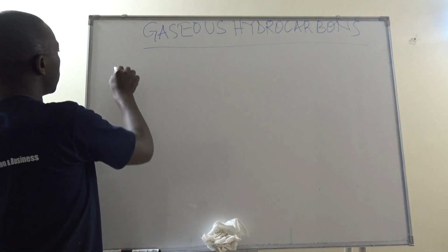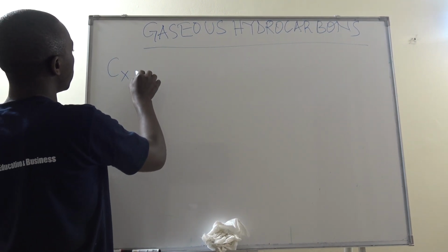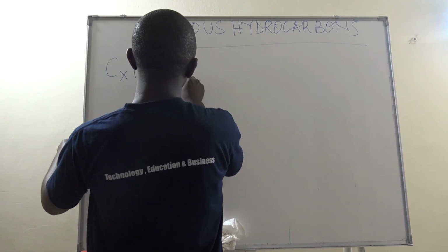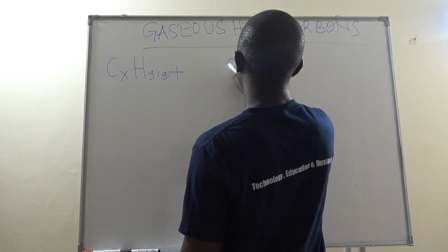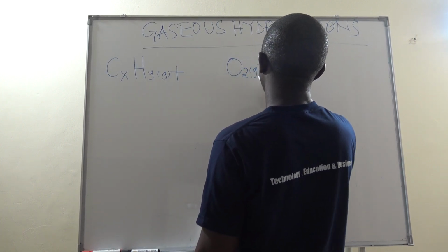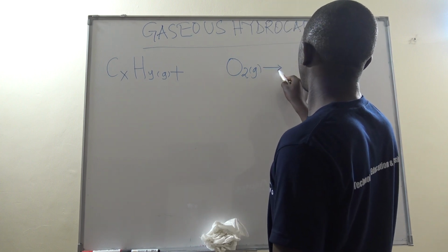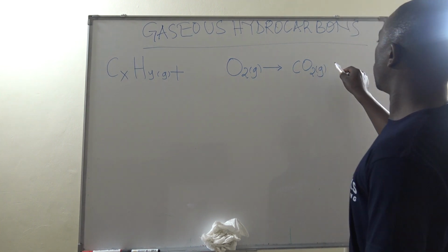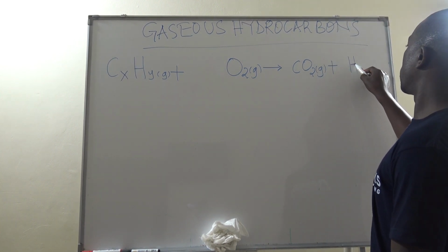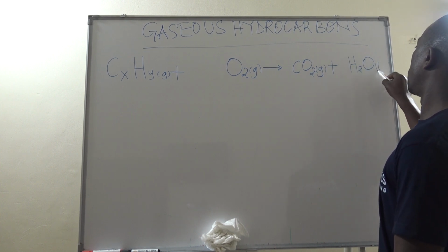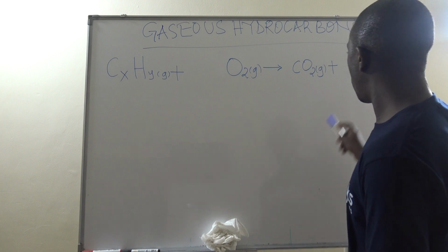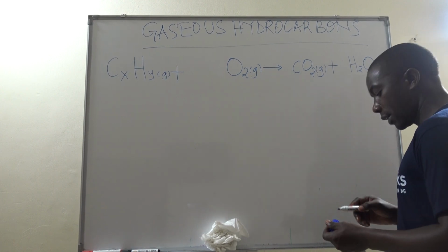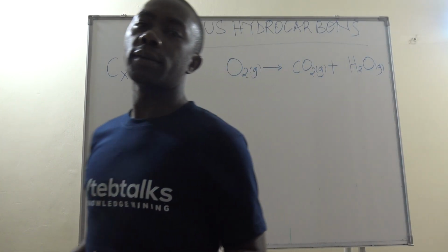Now, let us consider that we have a hydrocarbon CxHy, which is gaseous, and it is reacting with oxygen. Given that we are using excess oxygen, all of it should burn completely, liberating carbon dioxide and water. But the water doesn't come out as a liquid, it comes out as a gas. After coming out as a gas, then we condense.